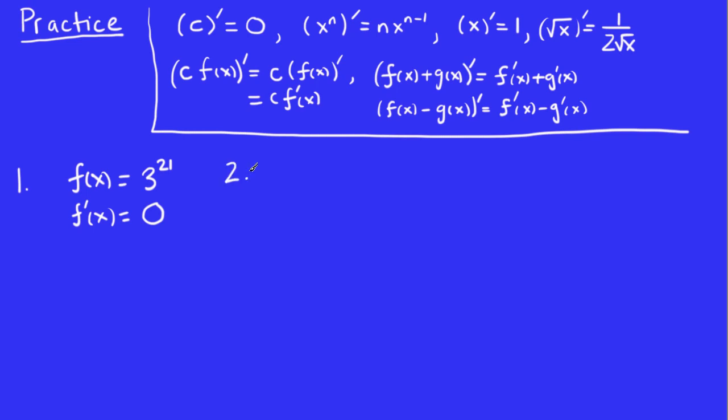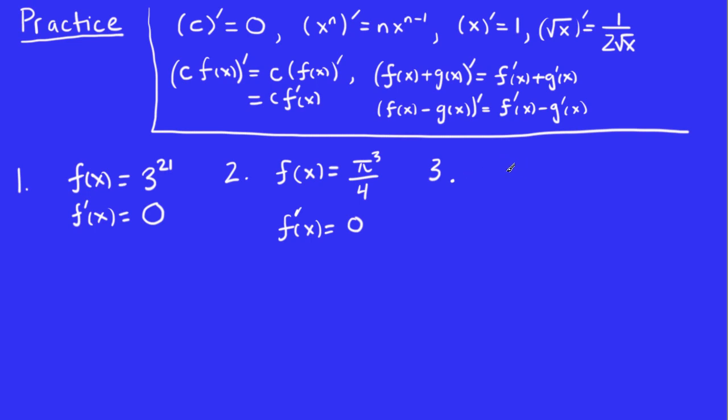Let's try this one. Let's say f of x is pi to the power of 3 over 4. Again, this is easy because this is just a number, right? It's kind of a complicated number, but it's still just a number. And so that means the derivative of that is going to be 0. Again, the constant rule.